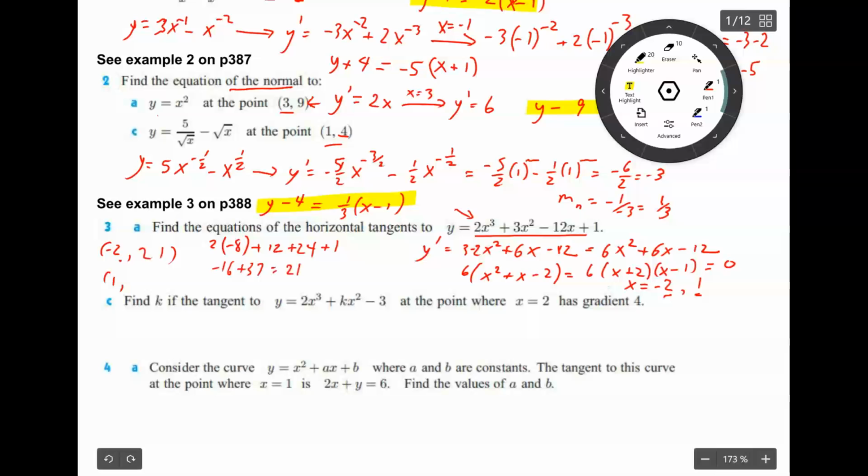And then if we put 1 in this function, we'll get 2 plus 3, which is 5, minus 12, which is negative 7, plus 1, which is negative 6.